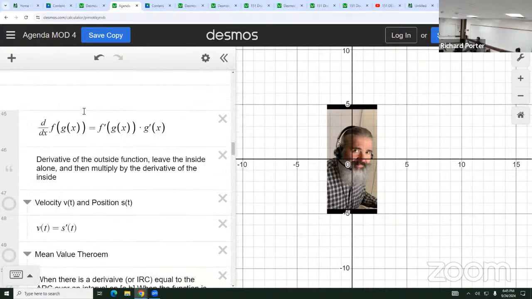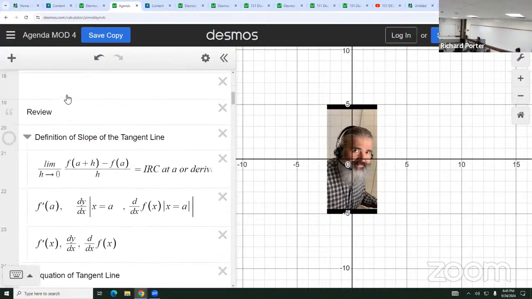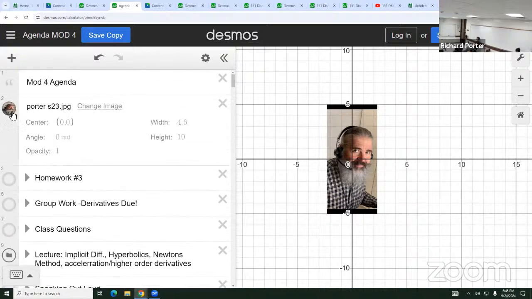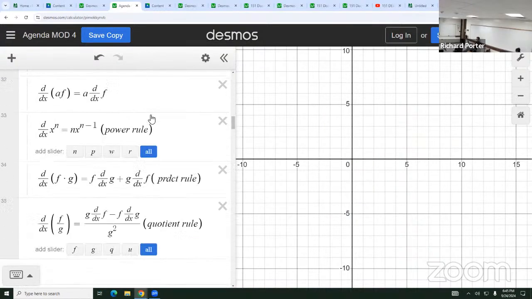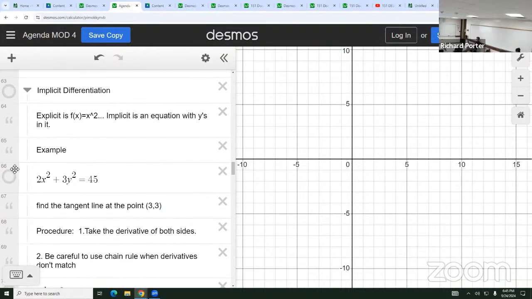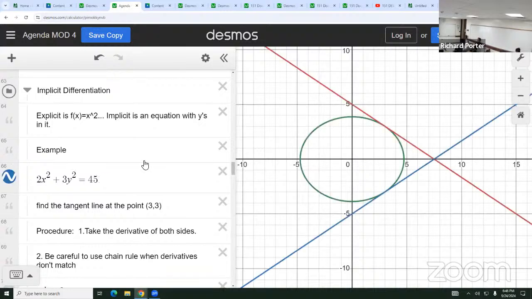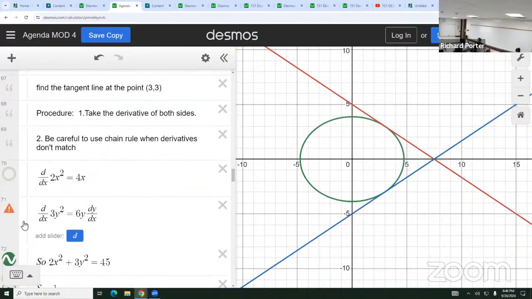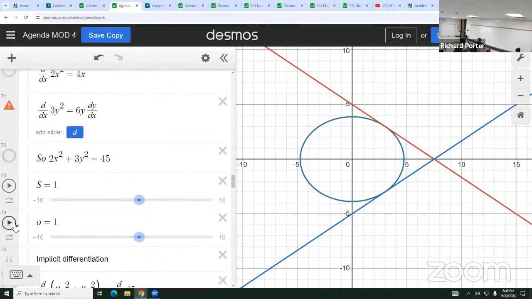By the way, let me get rid of this for a second. All right. So let's just take a look at that. This is an equation. It's not a function. It's an equation. When I graph it, it looks like this. It doesn't look like the green and the red line. Let's get rid of those.